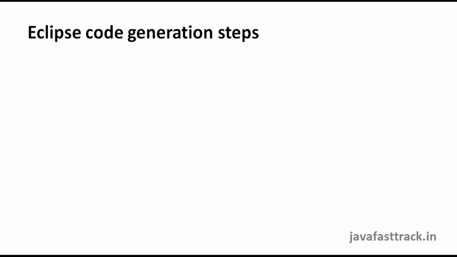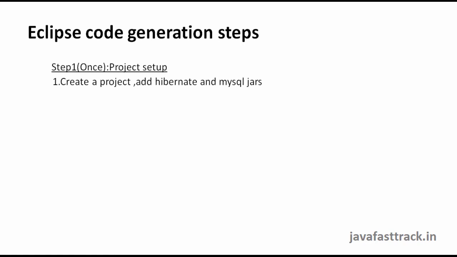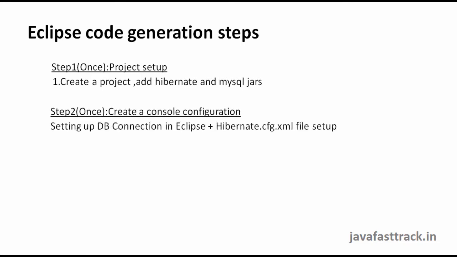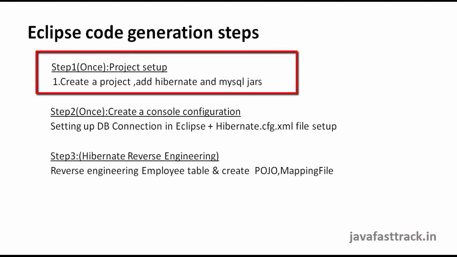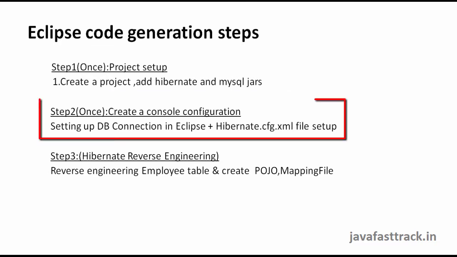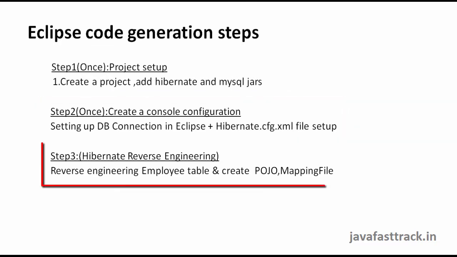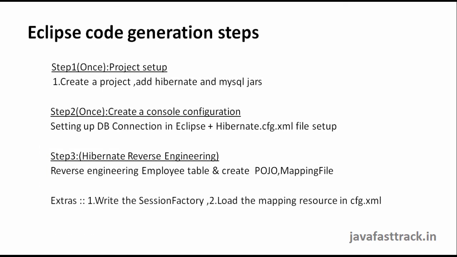The procedure consists of 3 stages. I have 3 steps to perform. Step 1 is the project setup. Step 2 is called the console configuration. Step 3 is called the reverse engineering procedure. And then I have a few more extra steps to perform. At the end of this, you will be able to auto-generate most of the code and make the example run.